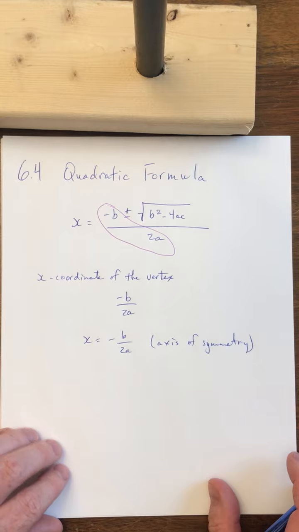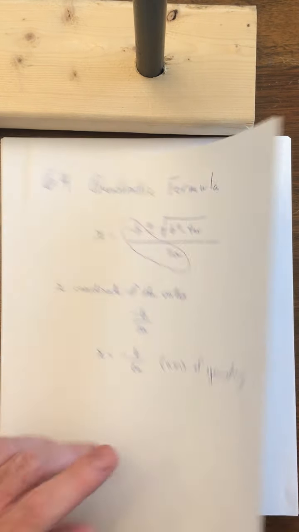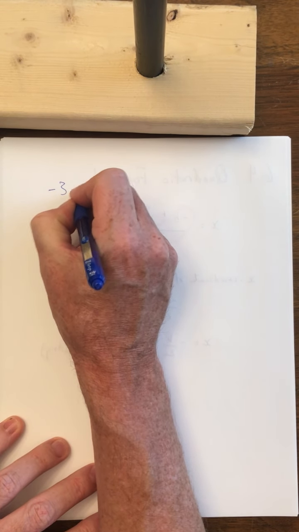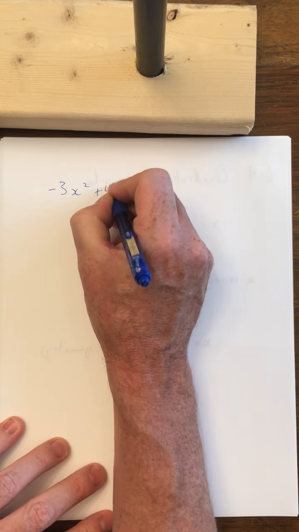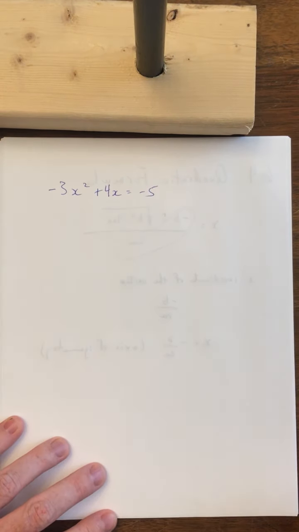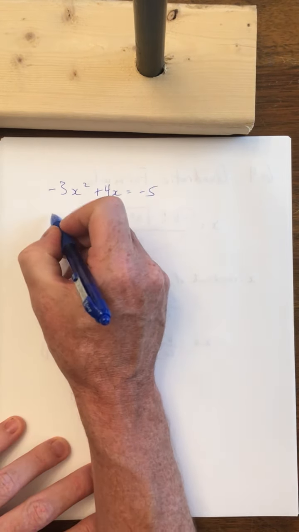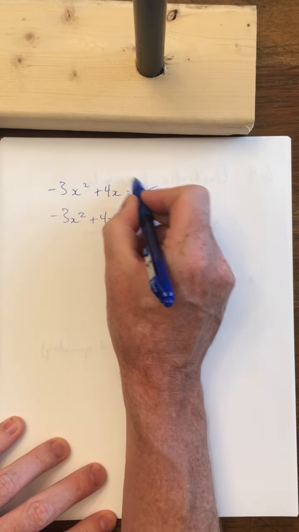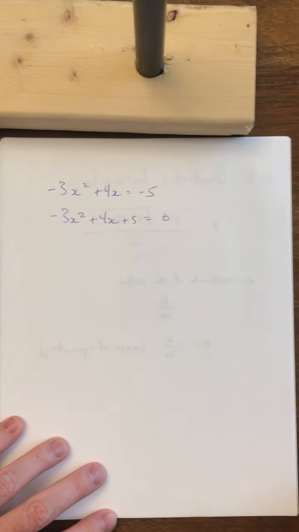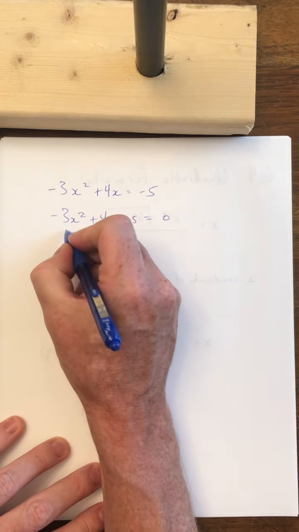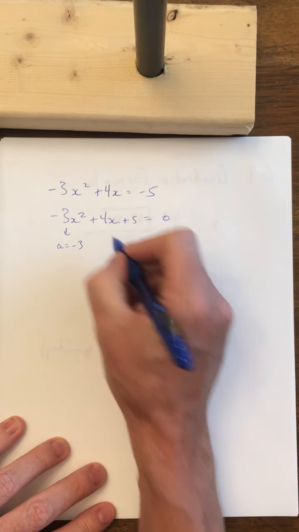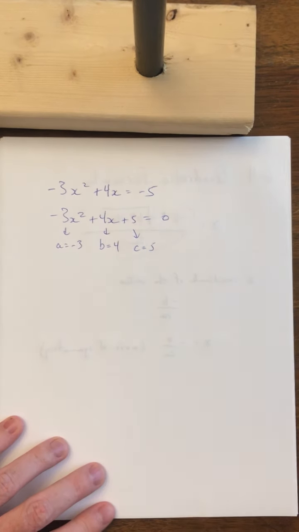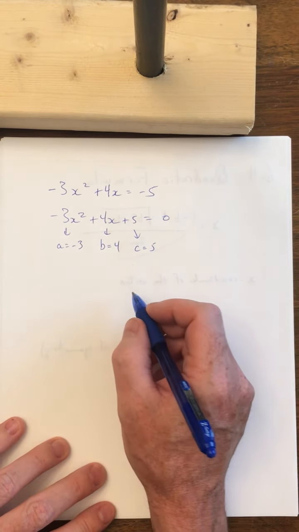Let's go over this formula a couple times and just become familiar with it. So if I give you an equation, minus 3x squared plus 4x equals negative 5. First of all, we can put that into standard form. So minus 3x squared plus 4x plus 5, when we move that to the other side of the equal sign, is equal to 0. And we can see here that our a is equal to negative 3, our b is equal to 4, and our c is equal to 5. So let's plug that into our formula.